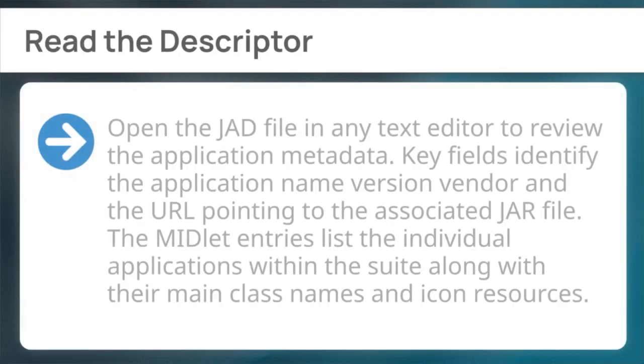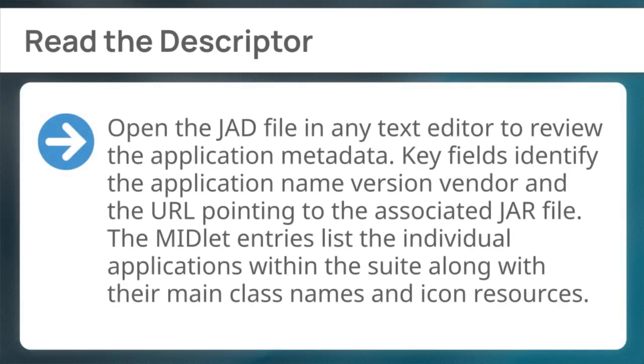First, read the descriptor. Open the JAD file in any text editor to review the application metadata. Key fields identify the application name, version, vendor, and the URL pointing to the associated jar file. The MIDlet entries list the individual applications within the suite, along with their main class names and icon resources.